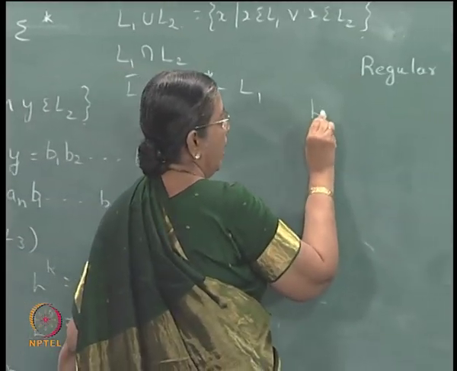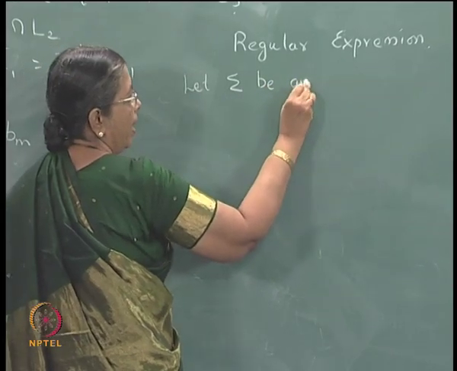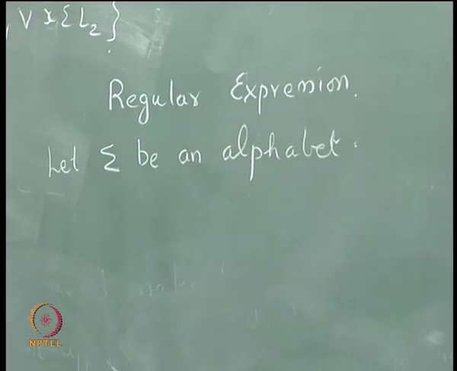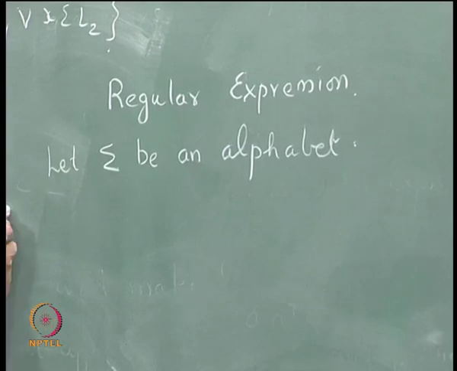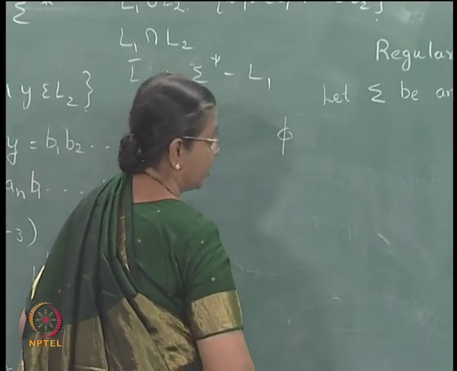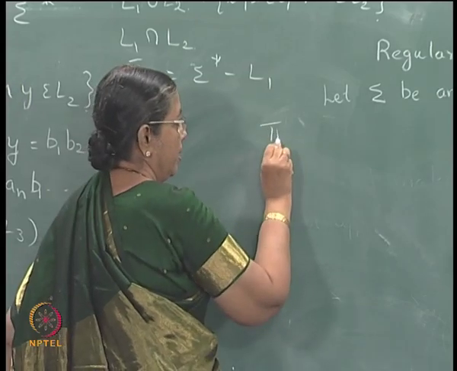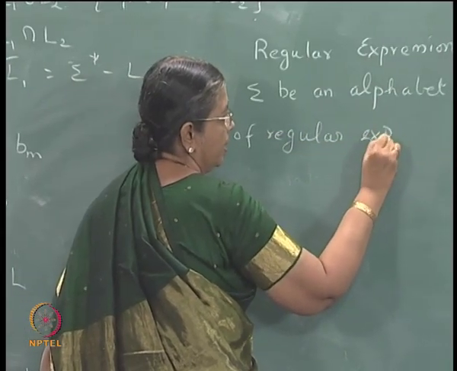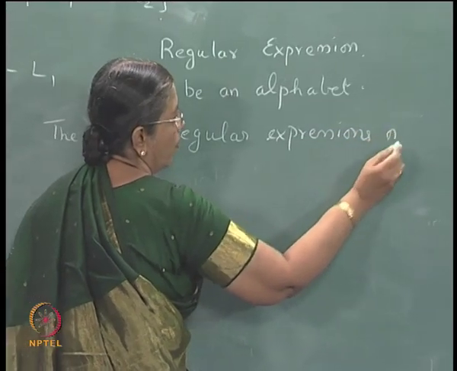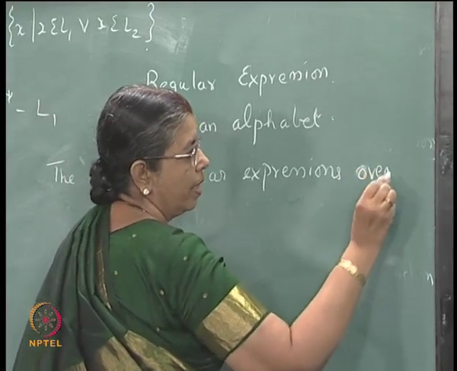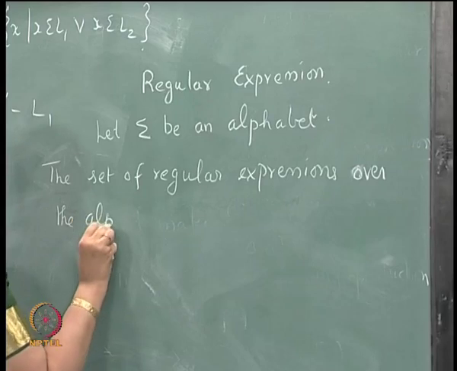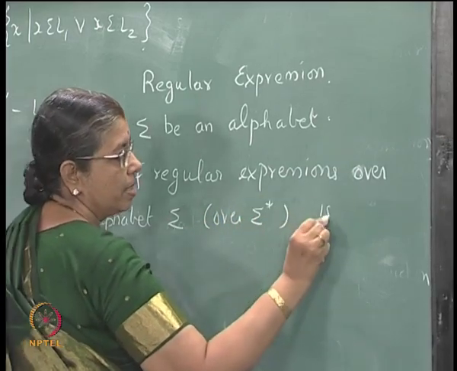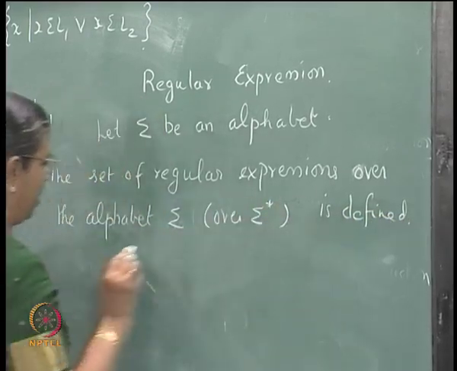Consider the alphabet. Let sigma be an alphabet. The set of regular expressions over the alphabet sigma, or you can say over sigma star, is defined as follows.